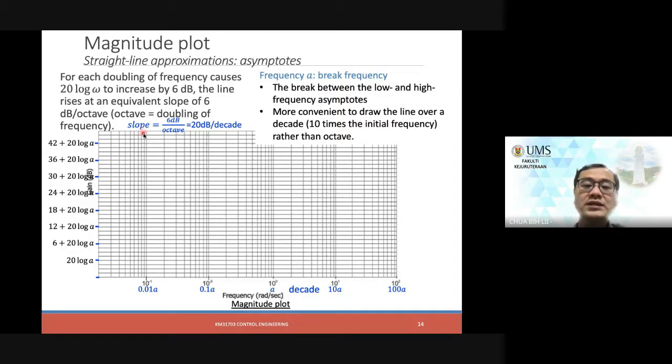In terms of per decade now, 6 dB is per octave, when the frequency is doubled. Therefore, when we convert it into per decade, per decade means 10 times. Octave is double the frequency, decade is 10 times the frequency, from A to 10 times A. Therefore, the increment would be 20 dB.